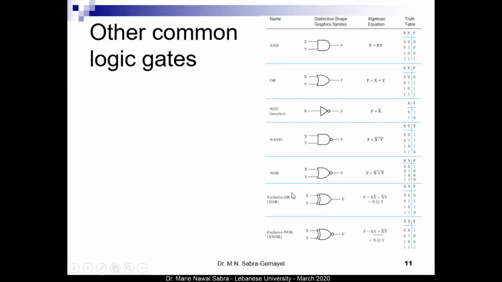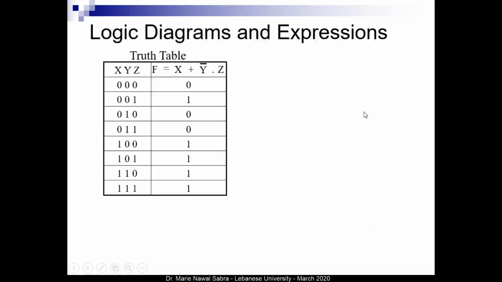The NOR. We also have the exclusive OR, which is XY bar or X bar Y, which is true only if one of them is different than the other. It is false whenever both of them are the same. Exclusive NOR, which is the opposite of exclusive OR, is true when X and Y have the same value, and false when X and Y are different. For now, we are only going to learn how to use these 3 to create logic functions or logic diagrams.